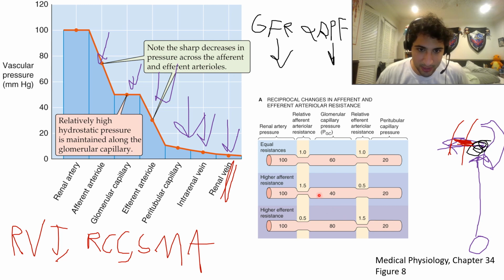Okay? So if you pinch this side, fluid can't get into the glomerular capillary and it can't perfuse. If you pinch the arteriolar side, the efferent side, you increase its resistance, then the pressure builds up in the glomerular capillary.